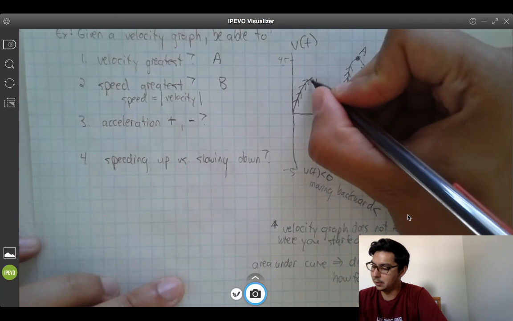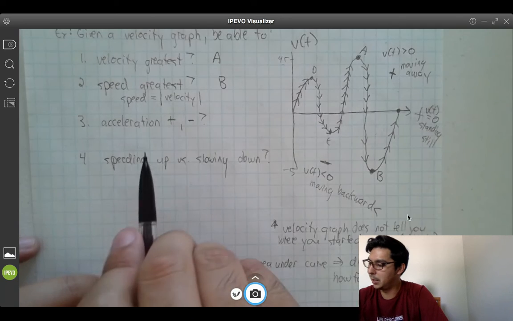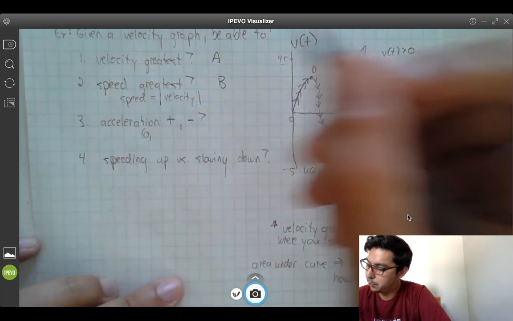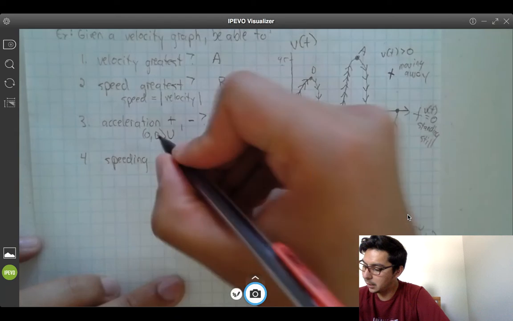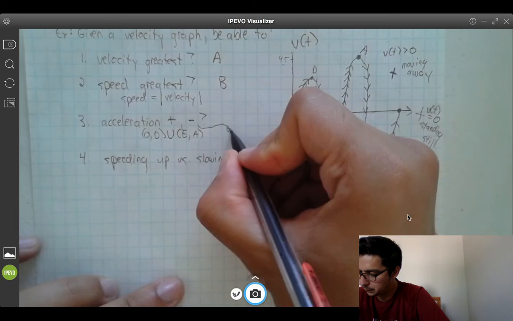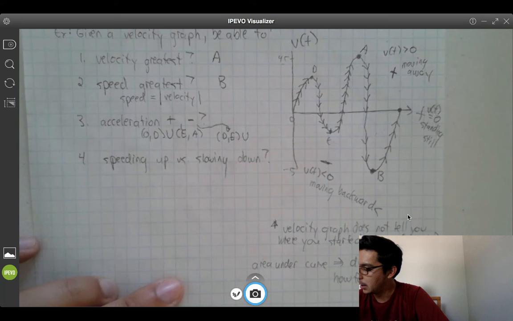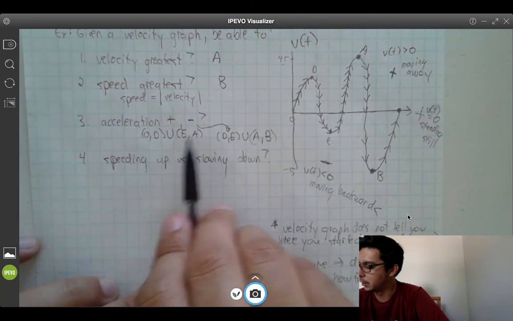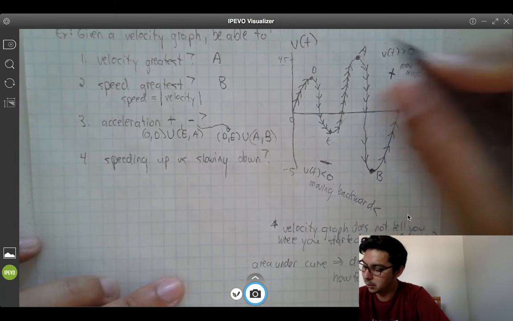So if I was to call these points, say D, E, that's it. So positive would be from 0 to point D with a union of E to A. And it would be negative from point D to point E and from A to B. And I guess I missed something over here because from E to A it's positive. It's also positive from B to, we'll call it G.